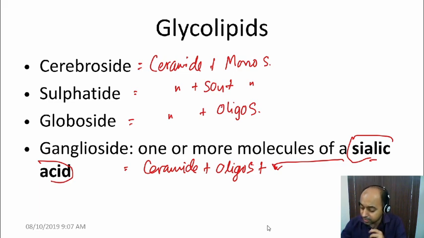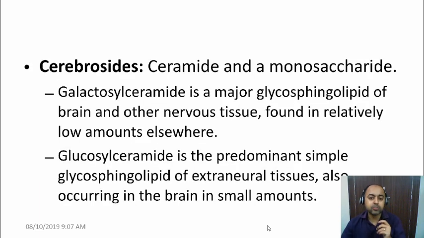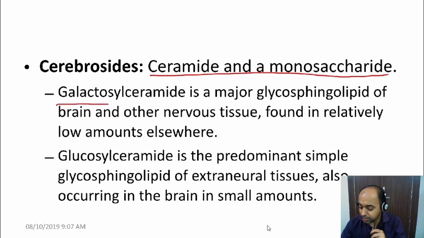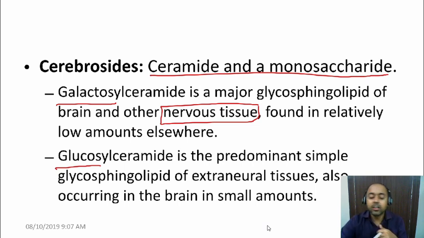Let's look at these glycolipids very, very quickly. Cerebroside, I told you, is ceramide plus a monosaccharide. Depending on which monosaccharide is there, it can be either galactose or glucose. The galactosyl ceramides are mainly present in the CNS. That is why galactose is a very important molecule for the growing infant. It is required for the development of the brain. The milk which contains the lactose, which gives us galactose, is very, very important for the development of the brain. The galactosylceramide will require the galactose.